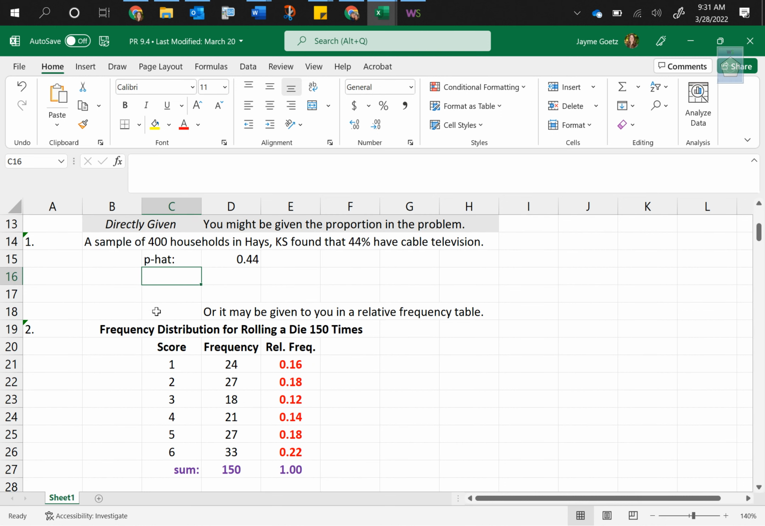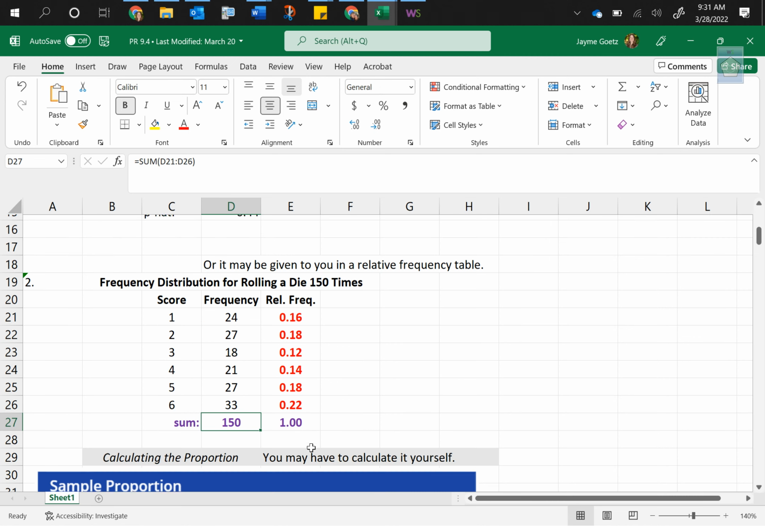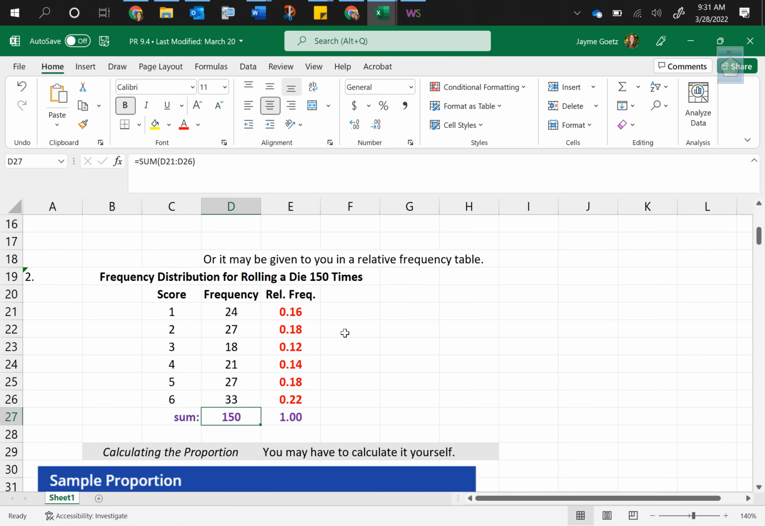Or it may be given to you in a frequency table. Again, that's still directly given. So frequency distribution for rolling a die 150 times. So I rolled this die 150 times. I got 24 ones, 27 twos, 18 threes. The relative frequency, which is 24 divided by 150, or 27 divided by 150, or 21 divided by 150, that is the proportion. Remember, those all have to add up to be 1. Okay, so like that would be another way that it could be given to you.